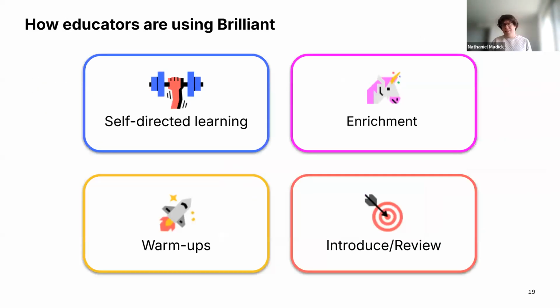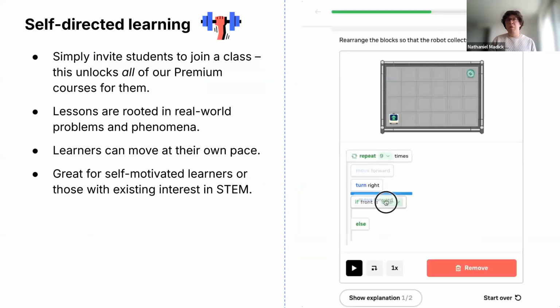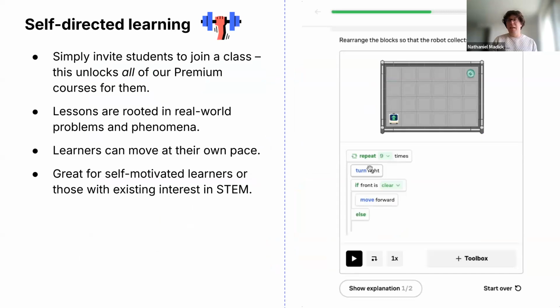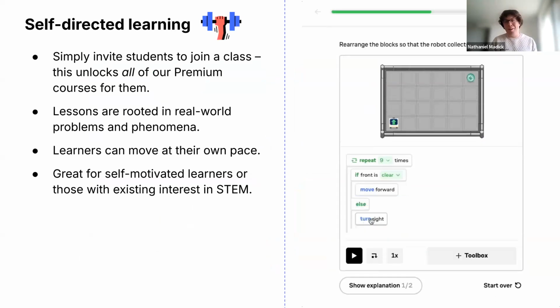Educators use Brilliant in tons of different ways. Here are just a couple that we see, in a path from easiest to implement to most complicated to implement. So, self-directed learning: you just give your students access. You say, all right, when you go home, feel free to use Brilliant at home. Honestly, that alone is a great gift, right? Brilliant usually costs over $100 per person. Now you have free access.